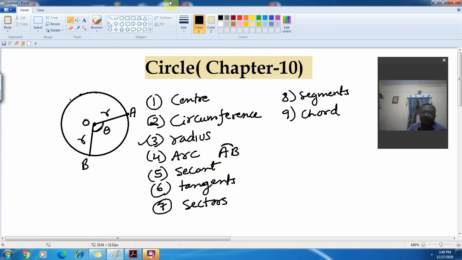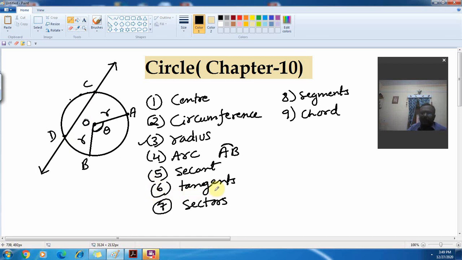Now secant. Suppose you draw any line like this which is passing through the circle, or intersecting the circle at 2 points. Suppose the points are C and D. This line CD is called a secant. This line CD will be called a secant.